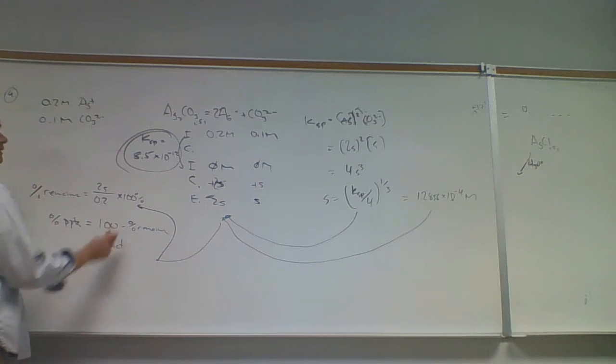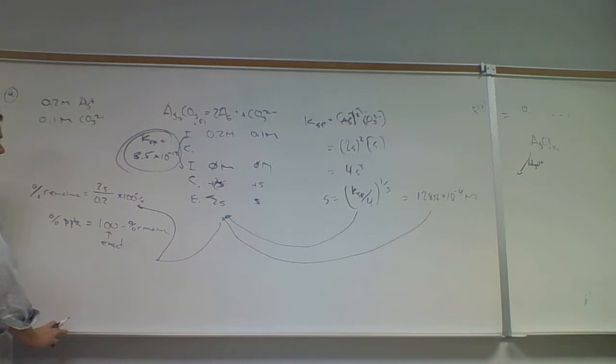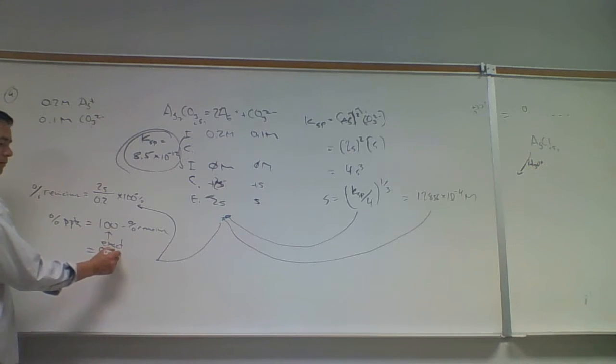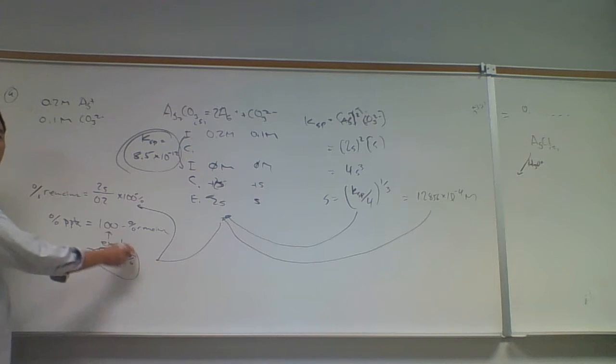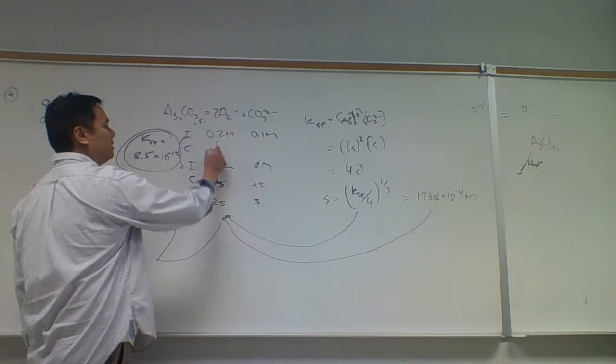Percent remaining? And then percent precipitating? That's what we got, 99.87. Was that choice there? No. And so the answer is? None of these. None of them worked. I saw a lot of people wanted to do this: 100%.